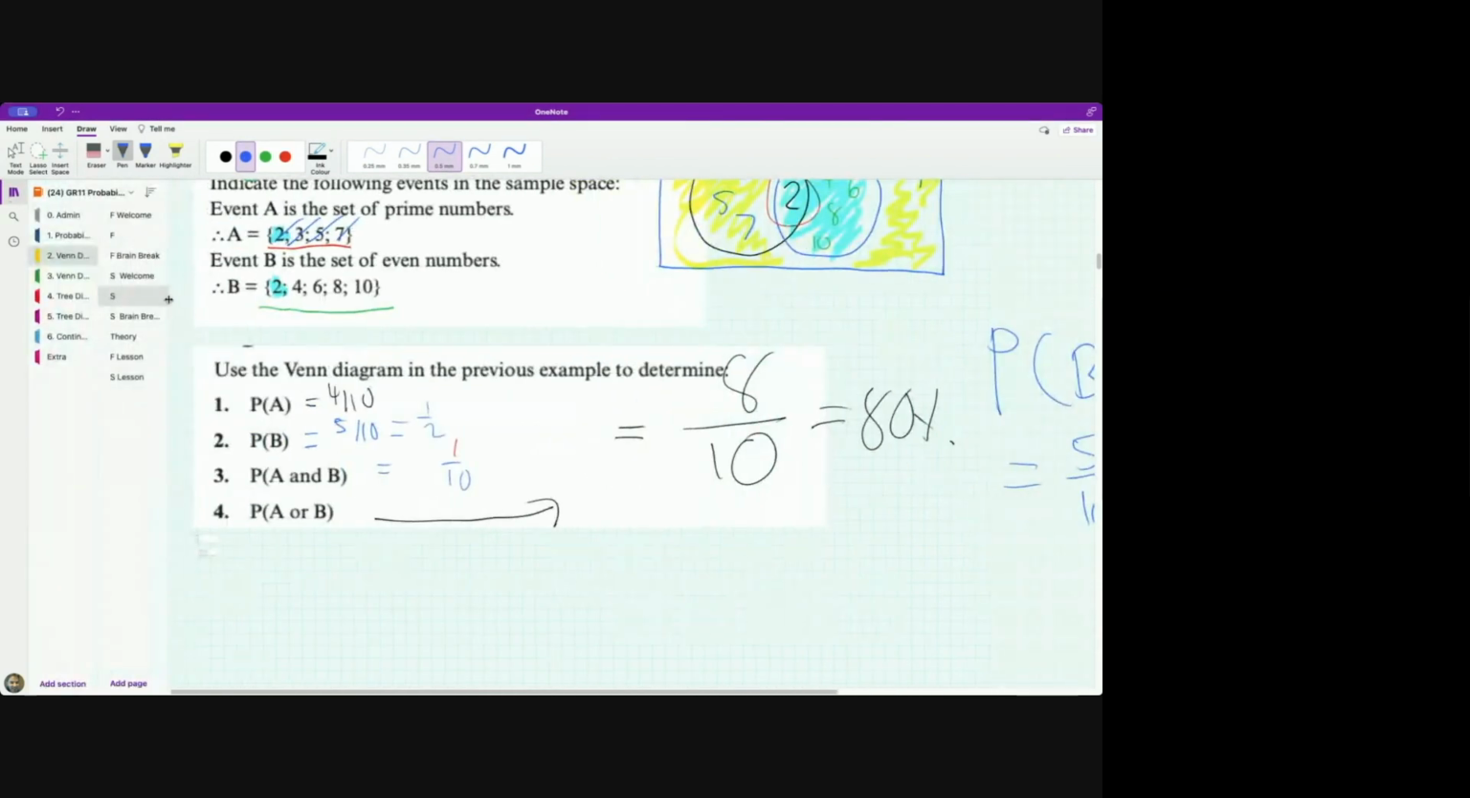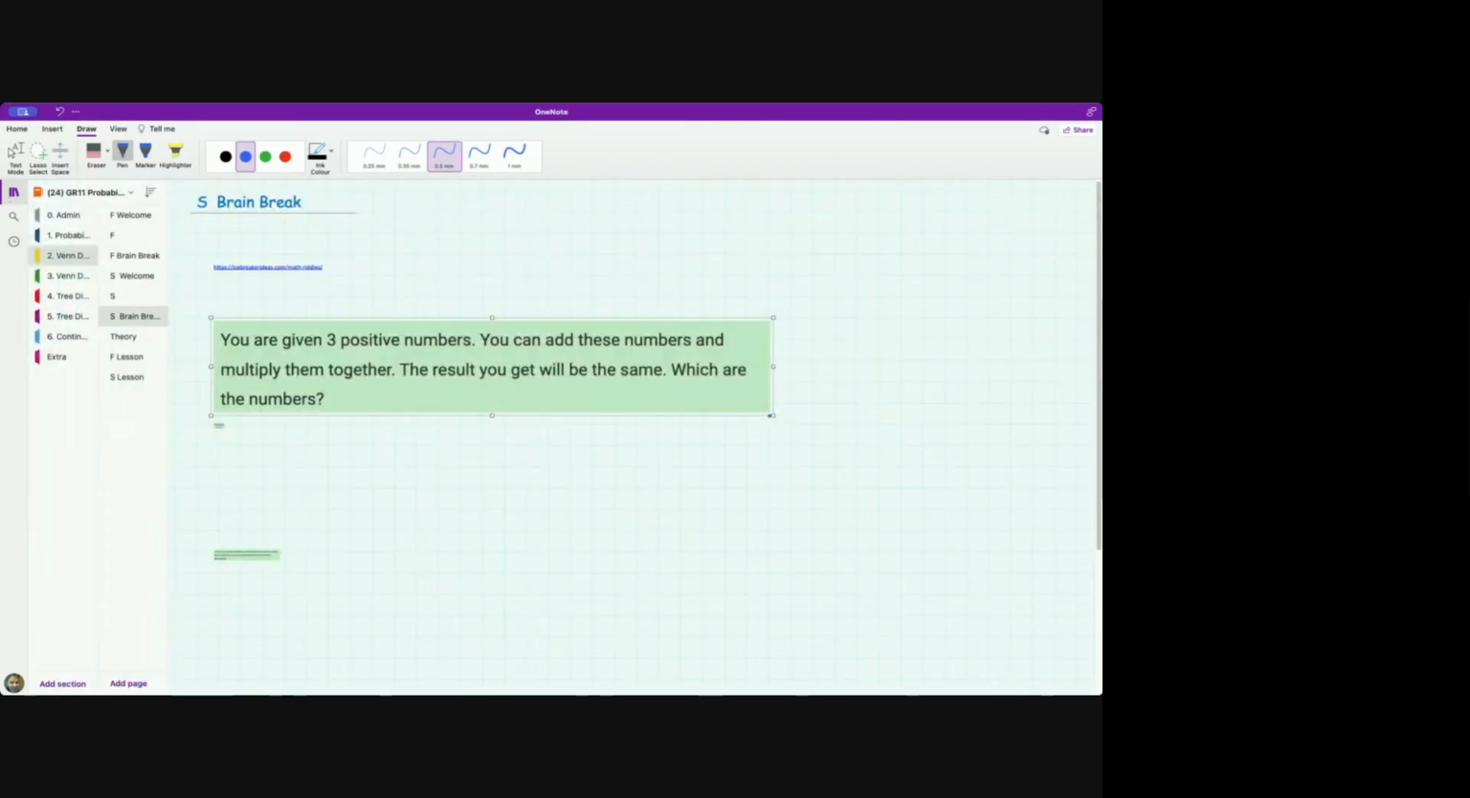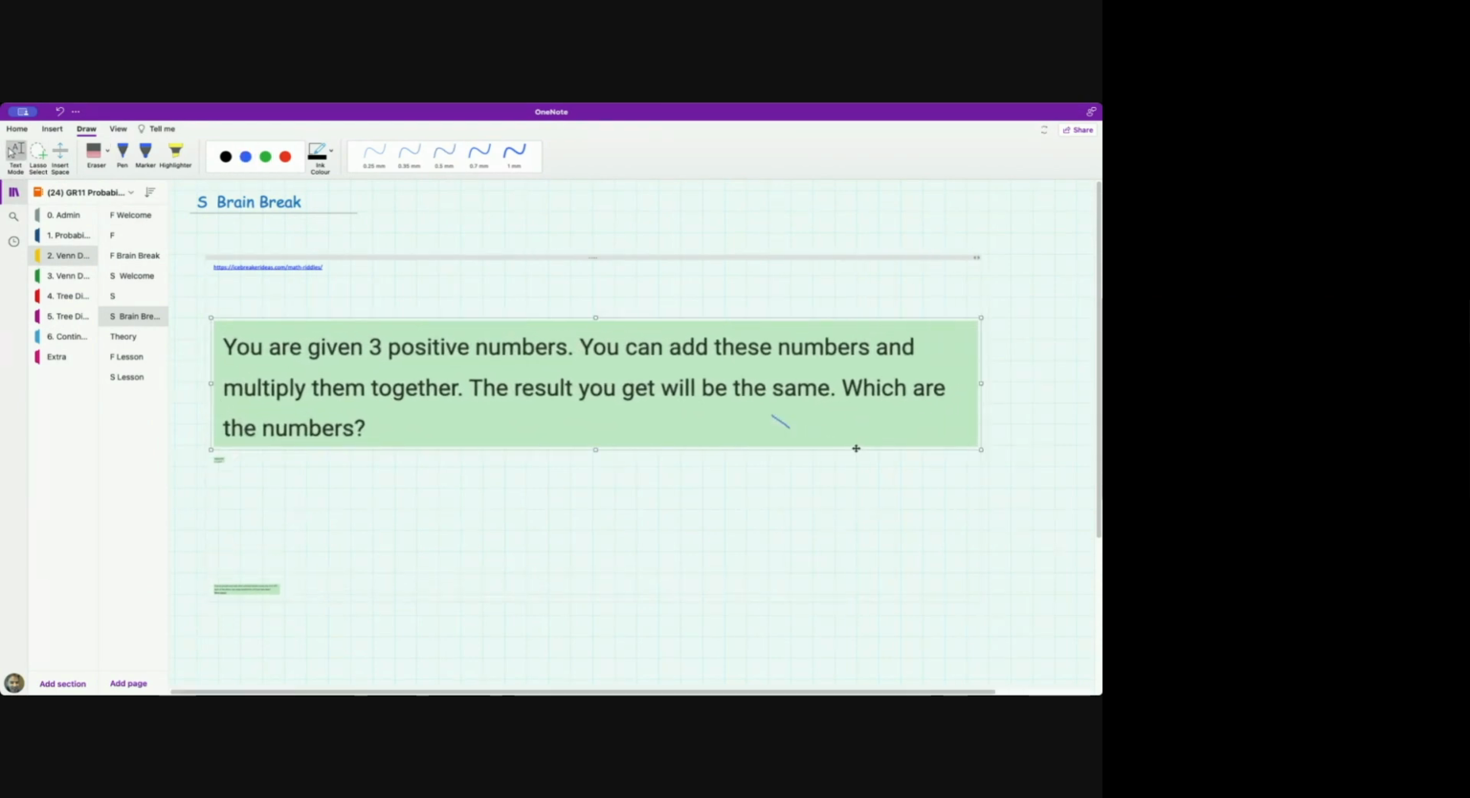Oh, I have a little brain puzzle for you, so you can do this before we move on. You are given 3 numbers, you add them together, and you get the same thing as if you multiply them. What are those numbers?